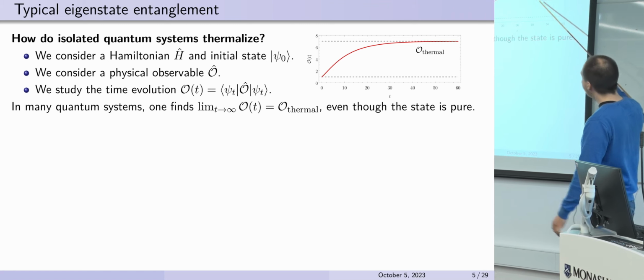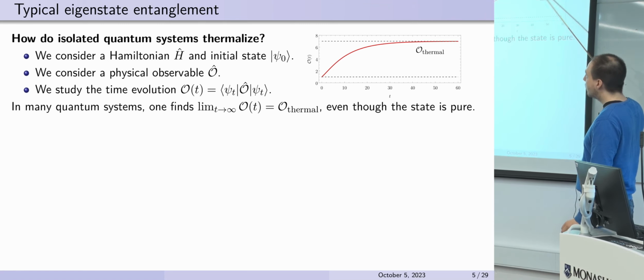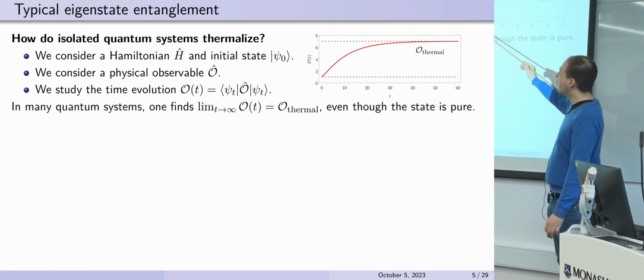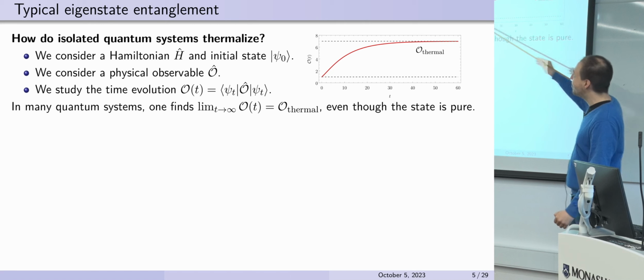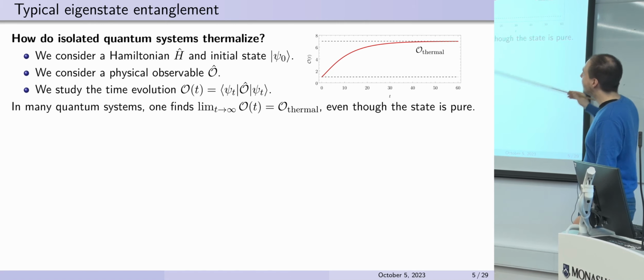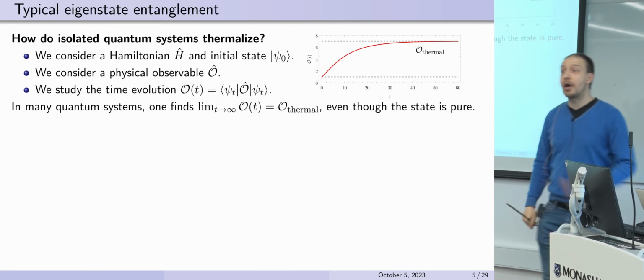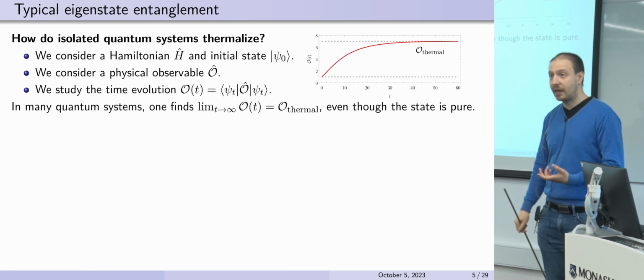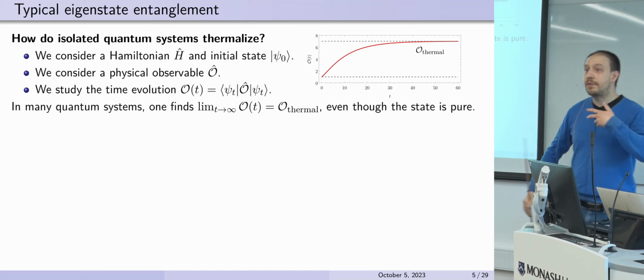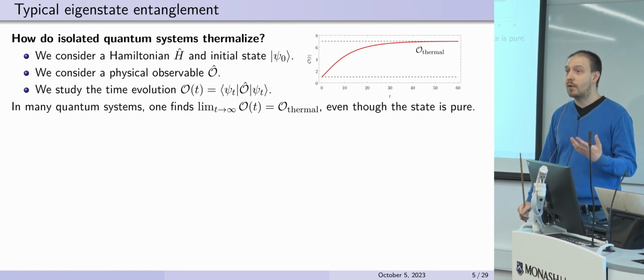And this constant value you could have predicted without knowing exactly psi naught, but rather just knowing the energy expectation value of psi naught and then constructing the thermal state at a temperature that matches the energy of this initial state, which predicts the so-called thermal expectation value. And that's what people refer to as thermalization of isolated quantum systems.